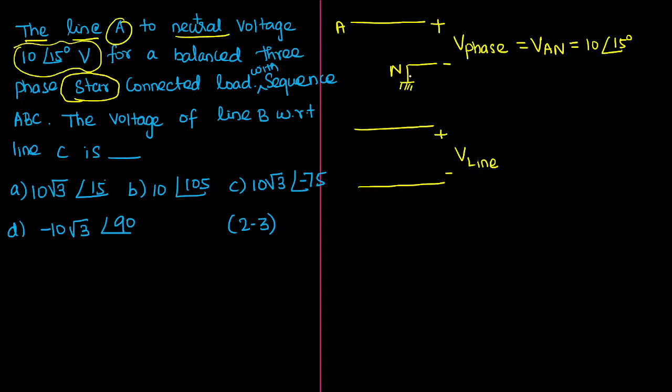With the neutral, you will be having four lines. Fine, sir. So phase voltage is given. Now the question is, they had given the voltage between phase A to neutral in star connection. They are talking about B and C. So let us draw it. Let me go ahead here.